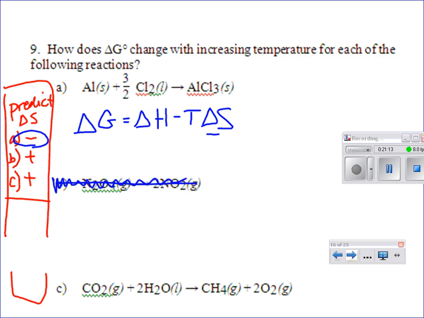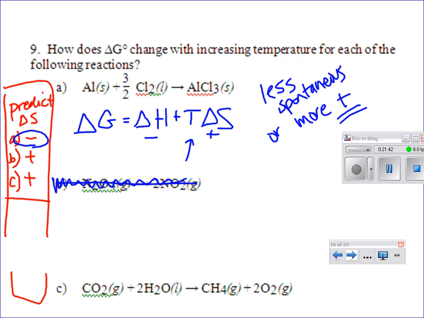You figured out this delta H earlier. Who remembers what it was? Negative or positive? I think it was like negative 704, wasn't it? So what's going to happen as I increase temperature? This becomes plus plus. What happens to the reaction's spontaneity? It becomes less spontaneous or more positive.